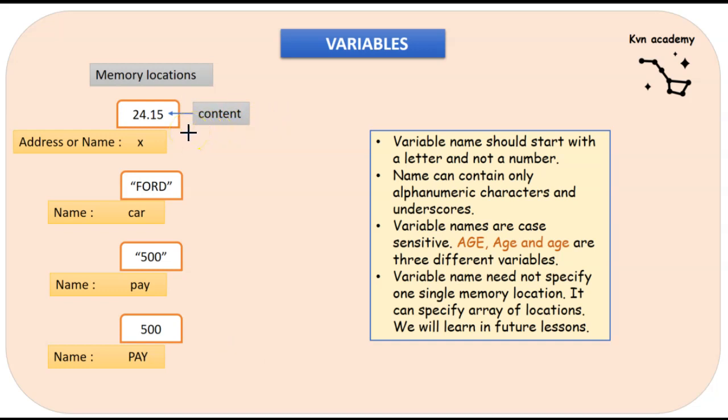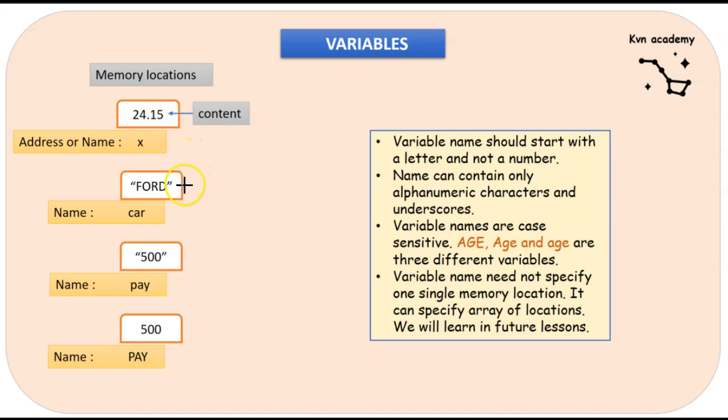Variables are just electronic memory locations. Here, this indicates one memory location. We give a name to this location as X. The name can also be called the address of the location. Here in this location we store some value. The value here is a number, 24.15. That is what we call the content of the memory location. So in short, we can say variable X has the value 24.15.